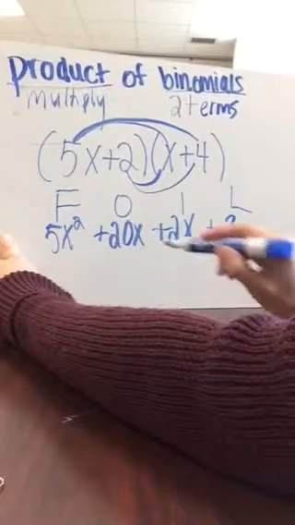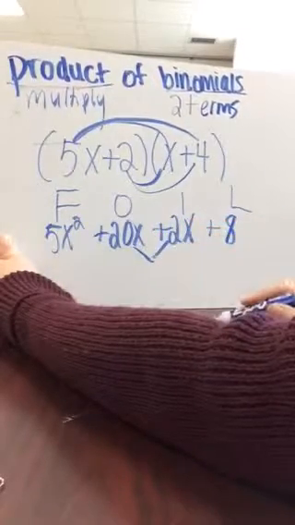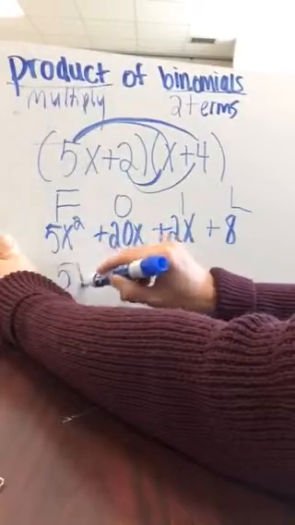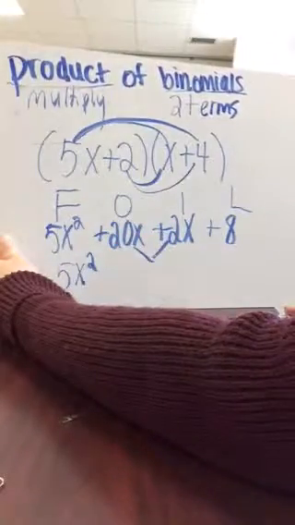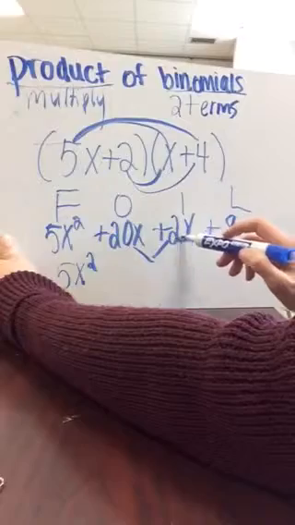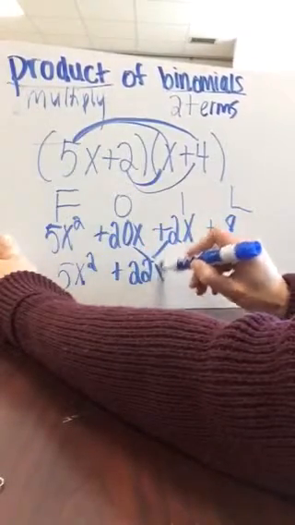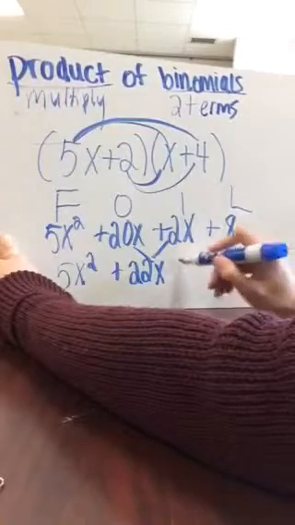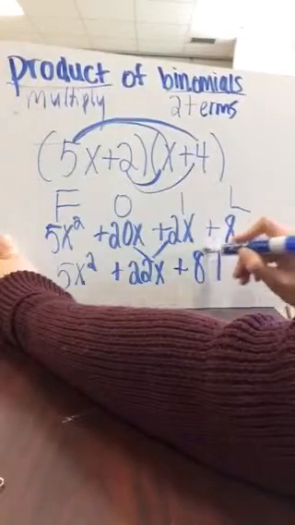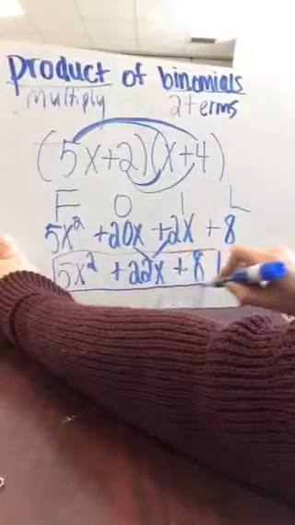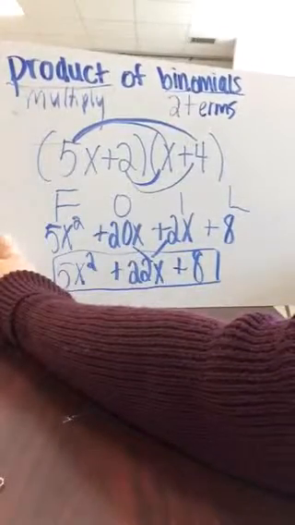Okay, and then we combine like terms. So 5x squared drops. I add 20 and 2, which is 22. And they were both x's, so it stays an x. And I drop the 8 down. And that's my final answer when I multiply those binomials.